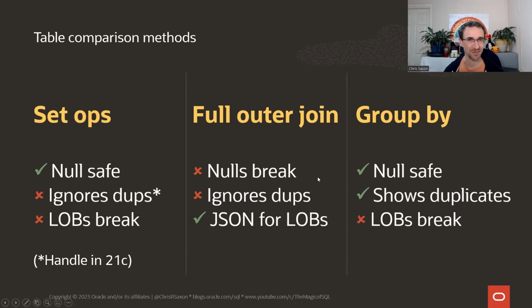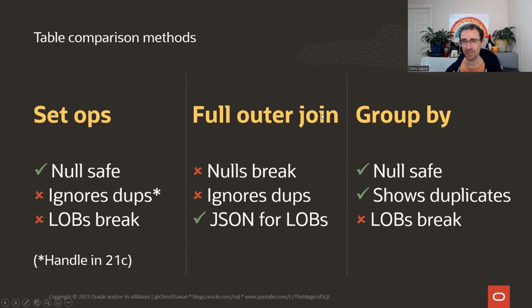Then there is my favorite approach, the group by method. So two big advantages for me, at least, are that it's null safe, and it shows duplicates by default. You don't need to do anything special to show extra rows in one table and not the other. However, the big downside, and lobs rearing their head again, they will break it by default. You'll need special handling if you want those to be able to compare directly.